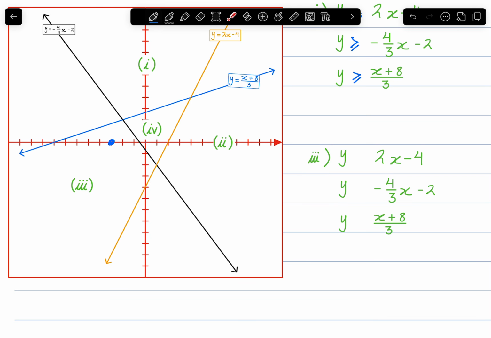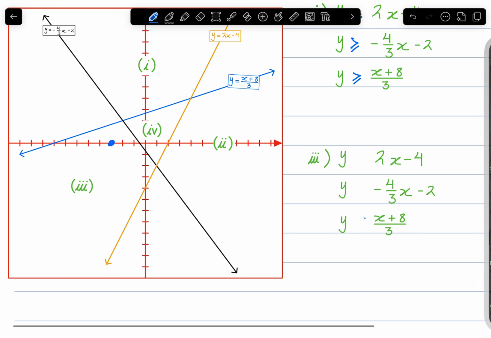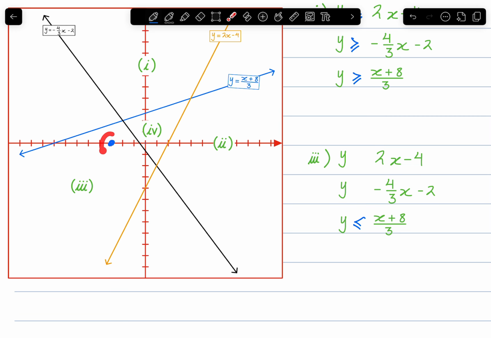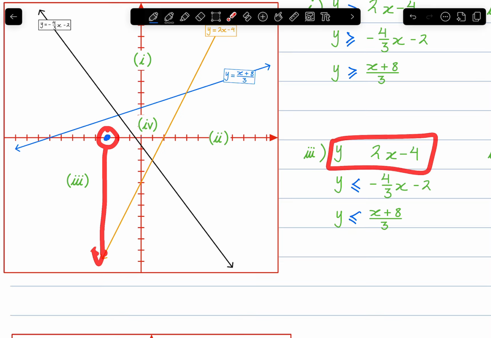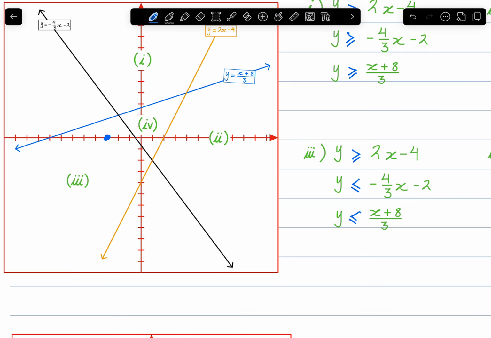This point is below this one. So we need it to be below this line. We need it to also be below the black line, so this one. So it's below this one. But the same point needs to be above this orange line, which is this one. So the y value here needs to be above the line here. So it needs to be greater than or equal to.